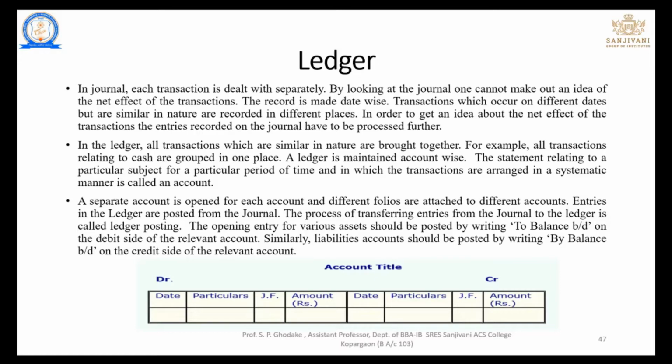So here is the pro forma of the ledger account. Account title, debit, credit; date, particulars, journal folio, amount; date, particulars, journal folio, amount.